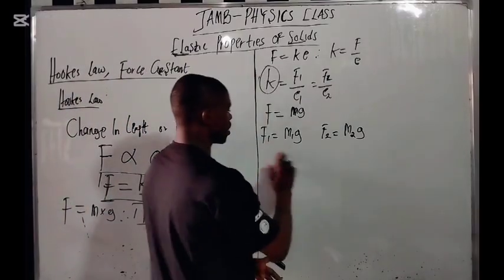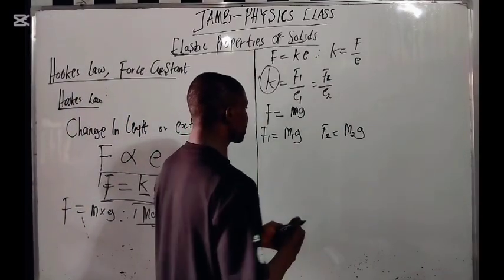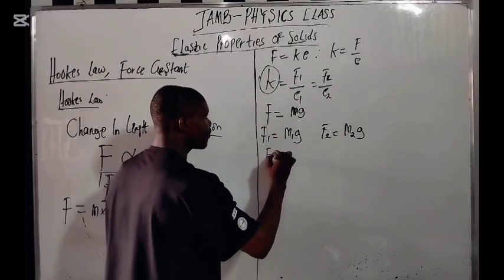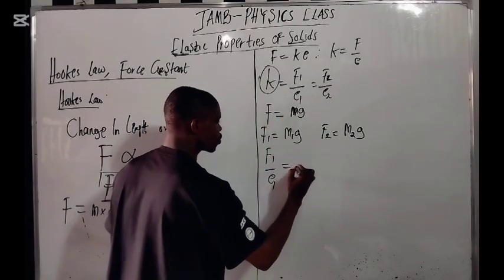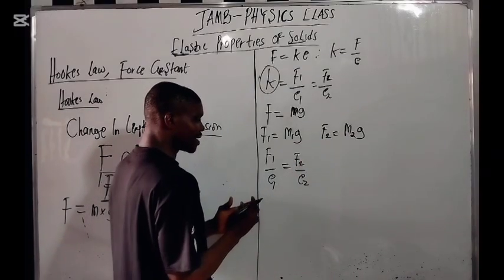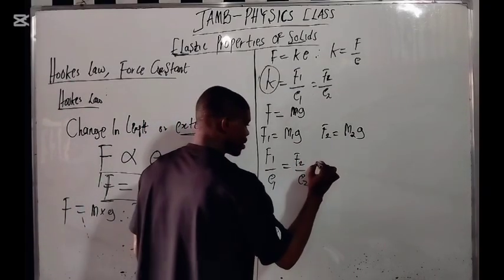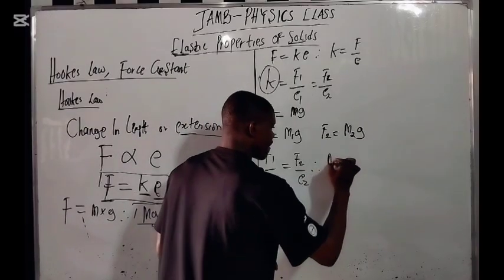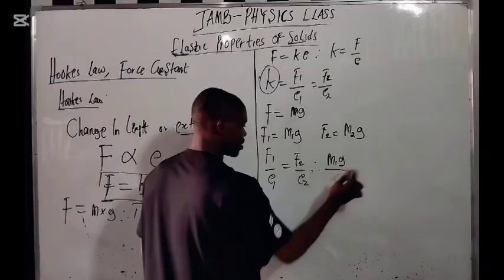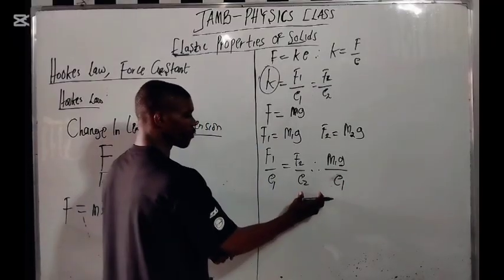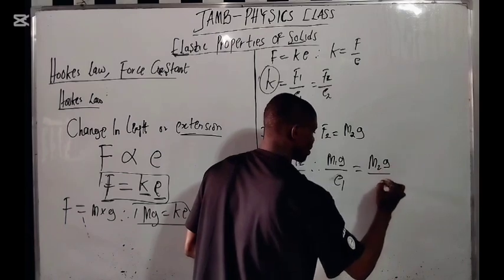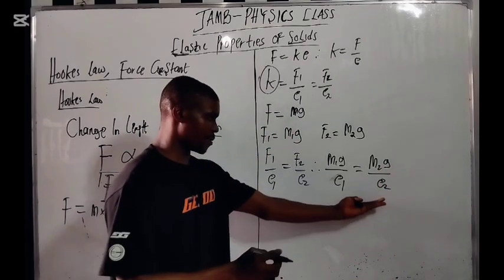So our focus will be F1 and F2. What does it mean here? We can rewrite this as F1 over E1 equals F2 over E2. What happened here is that we can say M1G over E1 equals M2G over E2. We can have this one here.